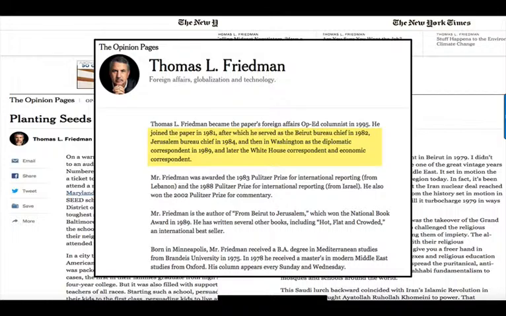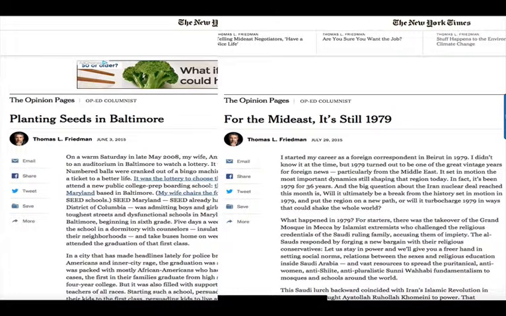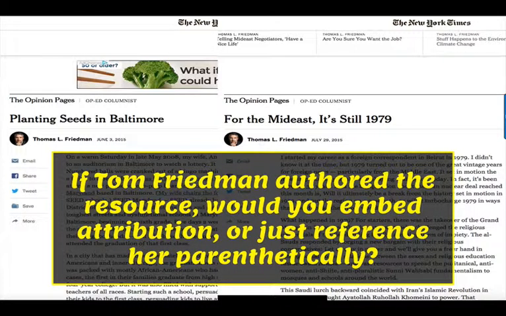So we'll shift that to another op-ed columnist, this one for the New York Times, Tom Friedman, and he served as the Beirut bureau chief in 1982, Jerusalem in 84, and he was then in Washington as a diplomatic correspondent in 89, and then later the White House correspondent. So he has a lot of specialization in both the Middle East and basically foreign policy politics. And he too, just like Peggy Noonan, will write articles about random things or about things about which he is a great expert. So if he had authored the resource, would you embed attribution or just reference him parenthetically?